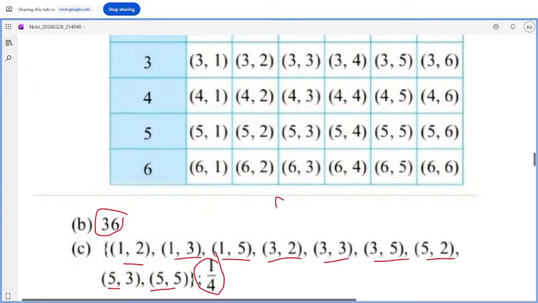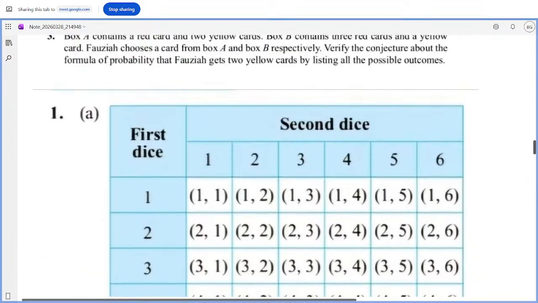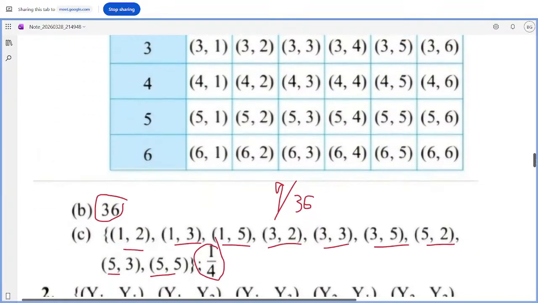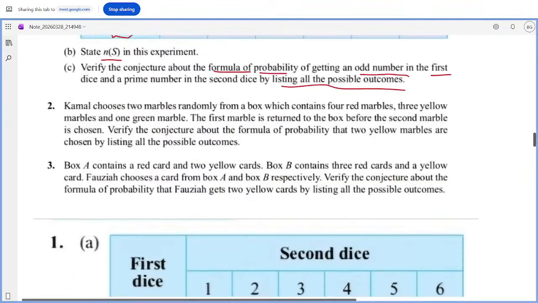Guys, I ask you a question here also. Can I leave my answer as 9 over 36 or not? Is it okay if I leave my final answer like this? Yes or no? Okay, why no? Remember, you always need to simplify your fraction. Very good. You must simplify so that it looks nicer also. 1 over 4, simplest form. All right. Okay, next one.